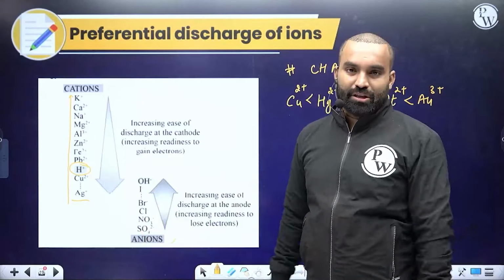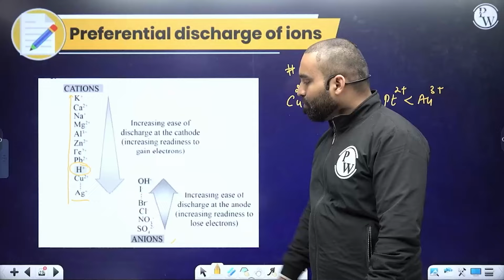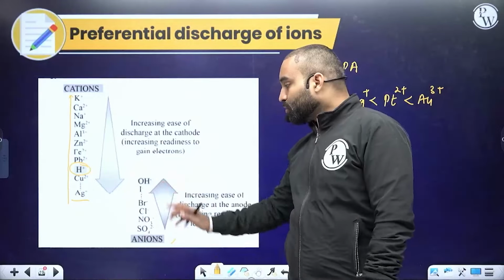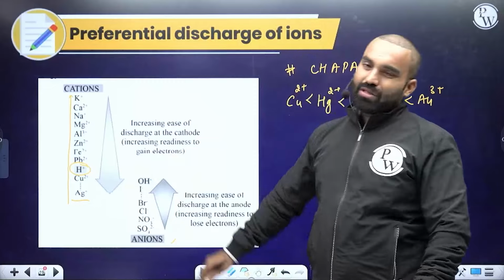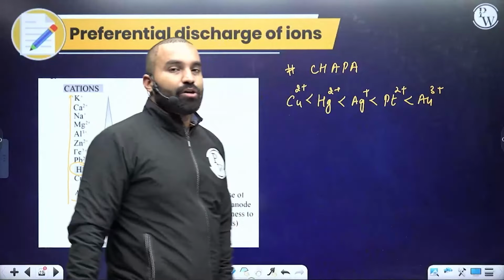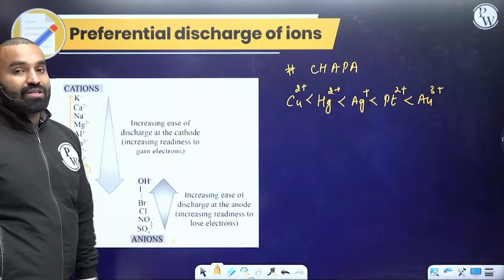What oxidation can it undergo? It's already present in the 6+ oxidation state. Water, OH-, wants to undergo oxidation readily. Then iodide, bromide, chloride and nitrate. You just need to have a look. This will be helpful for your questions.